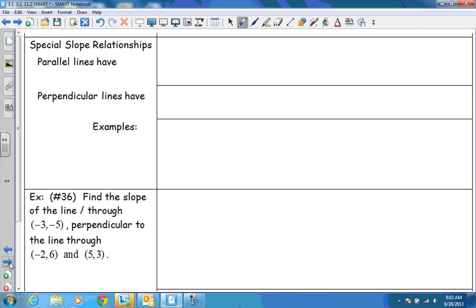Alright. Parallel lines, and I remember this little guy right there with a parallel. Yes. If it's an emergency, otherwise you're not doing that.